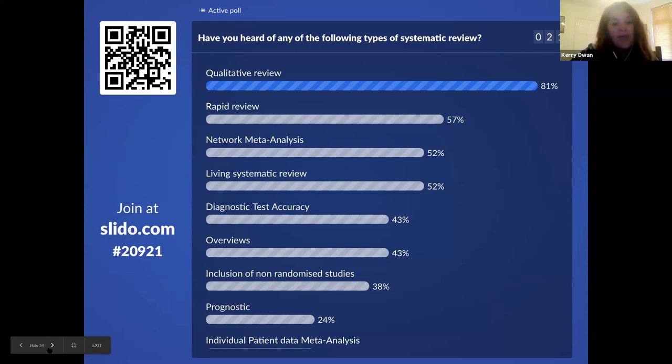Overviews include many systematic reviews looking at the same topic, and again a similar process is undertaken. But rather than identifying randomized controlled trials, the search strategy is looking to identify systematic reviews, and we again identify those and do the data extraction and the quality assessment on the systematic reviews, and there are ways to summarize those.